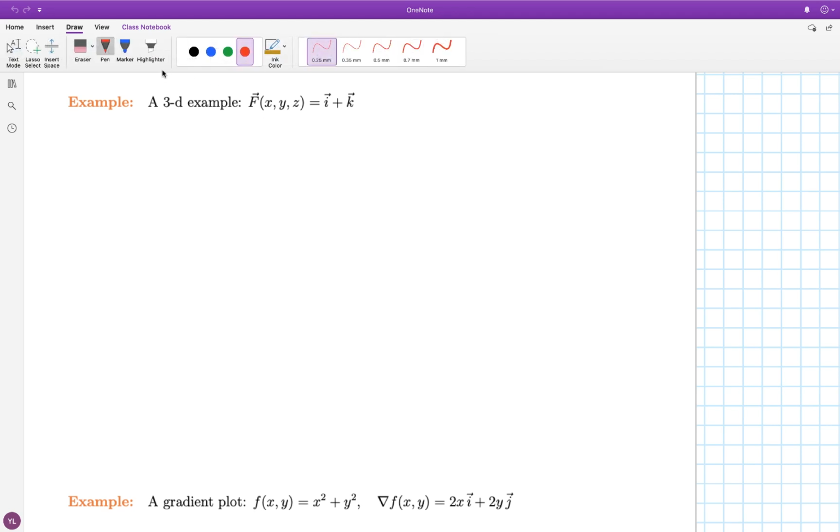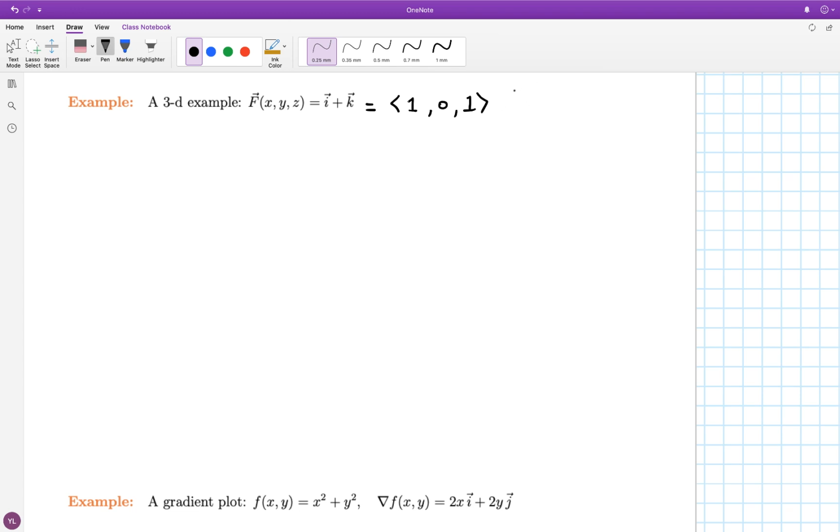Let's look at a couple examples of three-dimensional vector fields. This first one, notice, is defined as F(x, y, z) = i + k. Just to inspect this a little bit further, we're talking about this vector field. This is a constant vector field because the component functions of the vector field are all constant.